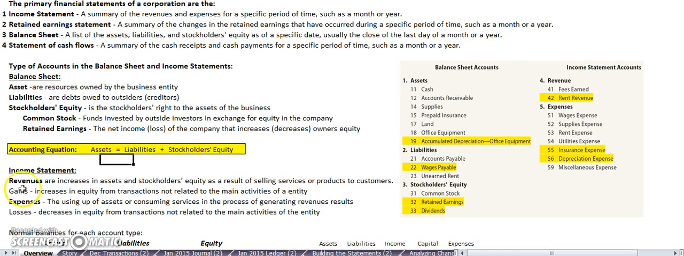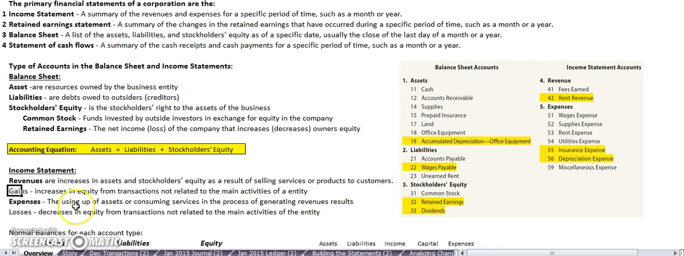There's a difference between revenues and gains. The difference is a revenue pertains to the main operations of a business. So say, for example, my main operation is the maintenance and management of property. Okay? And so the properties pay me money for managing them. Those are my revenues, right?